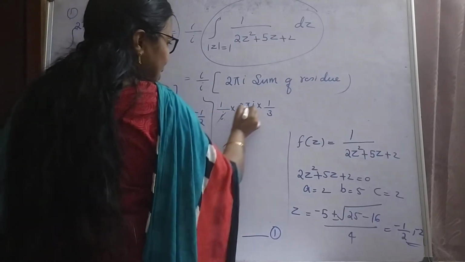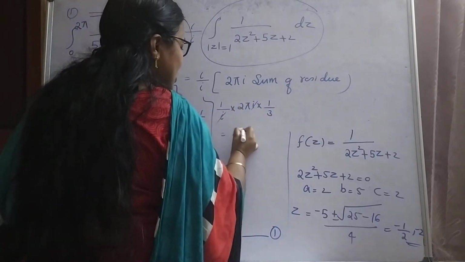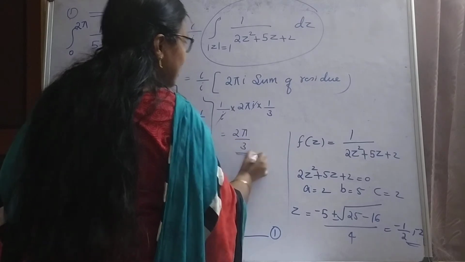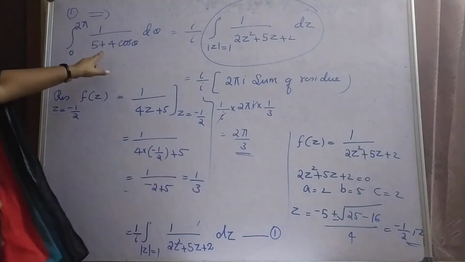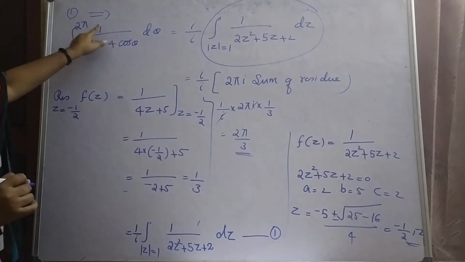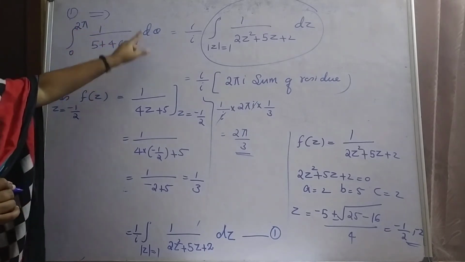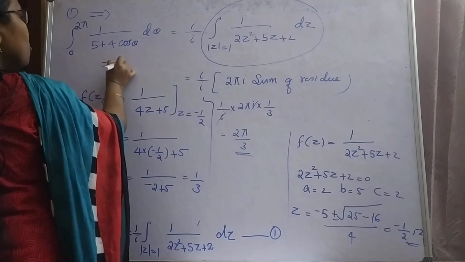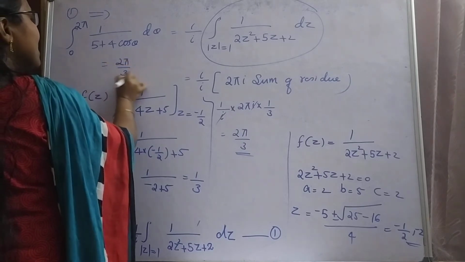Here I will get cancelled. We get the answer as 2 pi by 3, which is the value of this integral. That is, integral 0 to 2 pi 1 by 5 plus 4 cos theta d theta is 2 pi by 3, which is our answer.